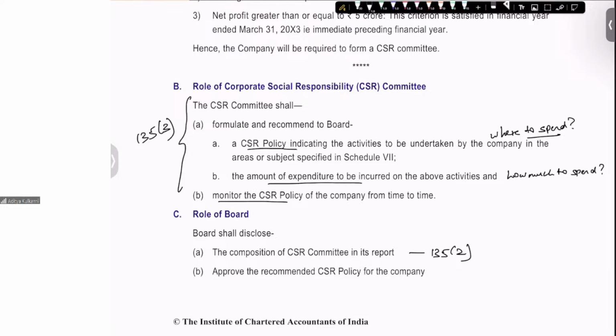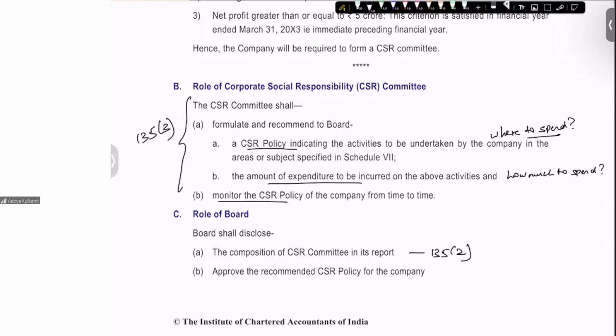I'm coming to that, Shailendra. There is an amendment also. So first let us understand the provisions as they are, then we discuss the amendments. So the CSR committee shall formulate and recommend where to spend, preferably in the surrounding areas.